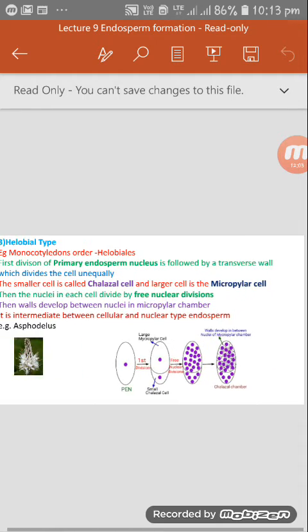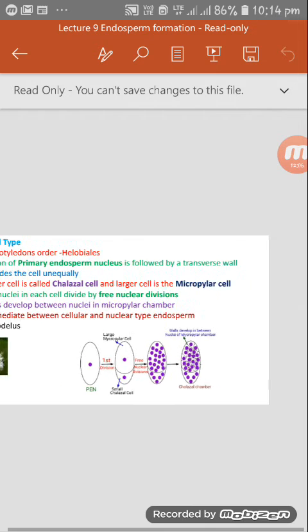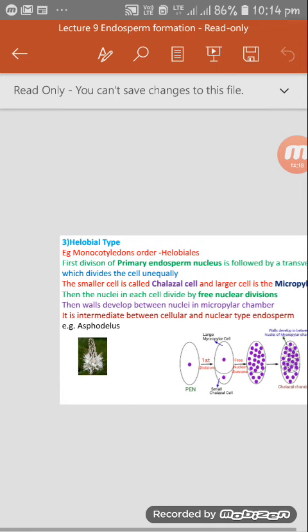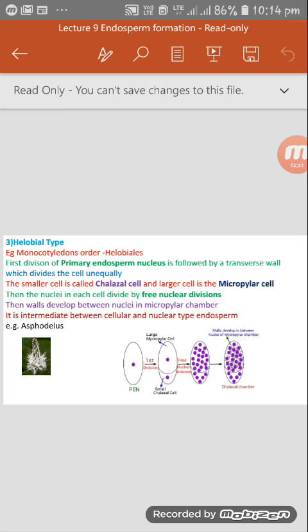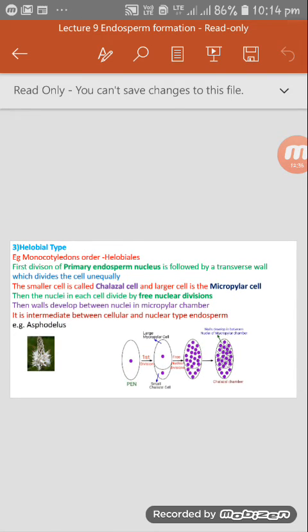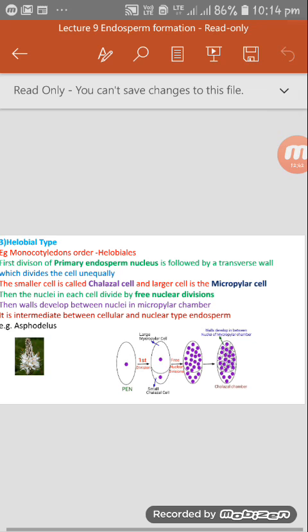Now let's see the next question, that is development of embryo, in the next class. So for the time being, you will learn what is endosperm, definition, and the three types of endosperm. So what are the three types of endosperm? The first one is the nuclear endosperm. Next one is the cellular endosperm, and the third one is the helobial type of endosperm.